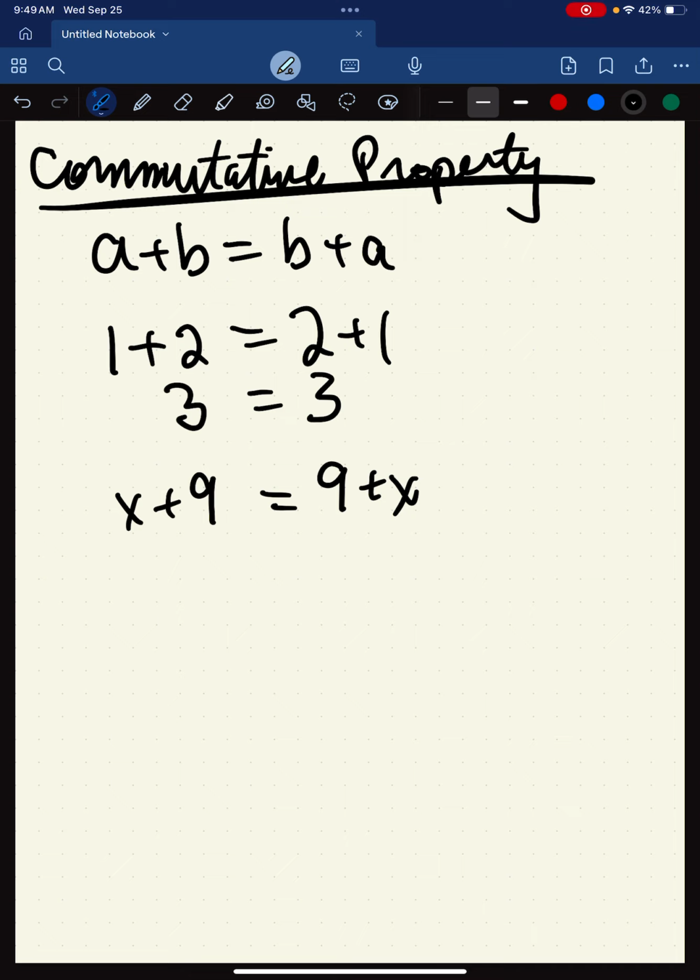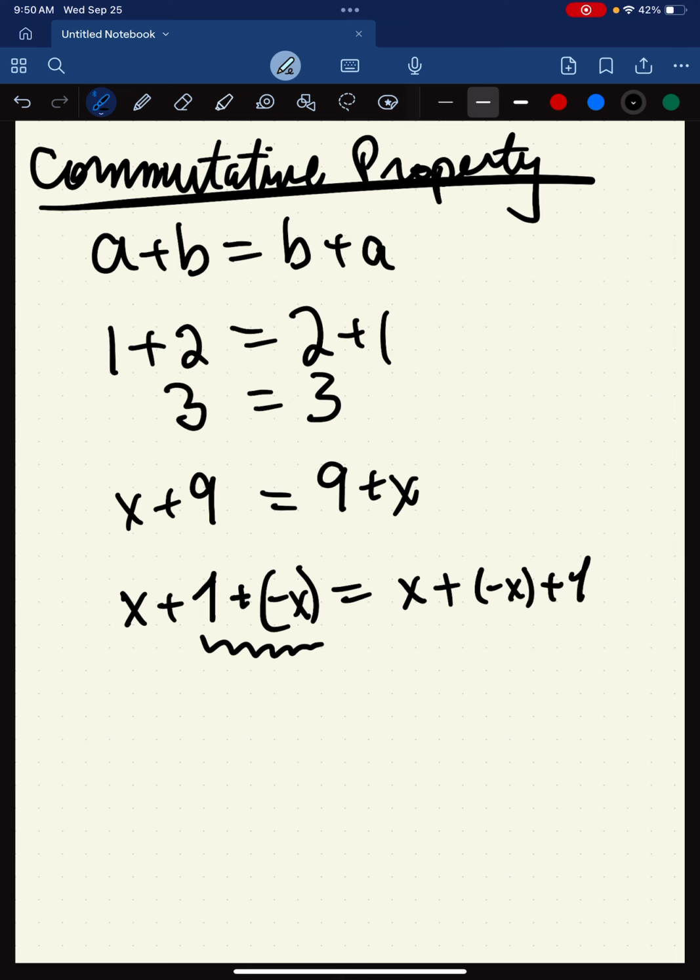And then if we have, let's say, x plus 1 plus negative x, we can rewrite this as x plus, because of the commutative property, we can rewrite this as negative x plus 1. And then we can group this together and say x plus negative x, well that's just 0, so we're left with 1. So that's the commutative property. It just says it doesn't matter what order you add.